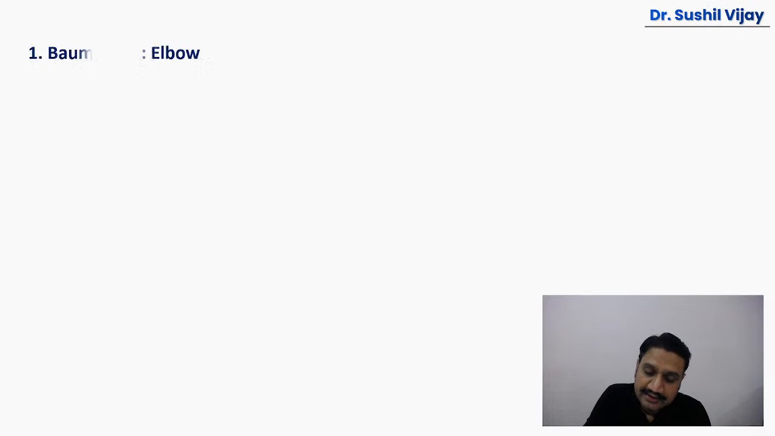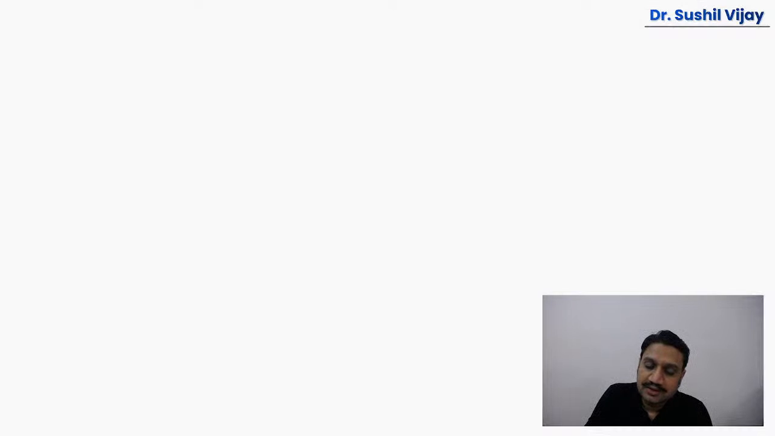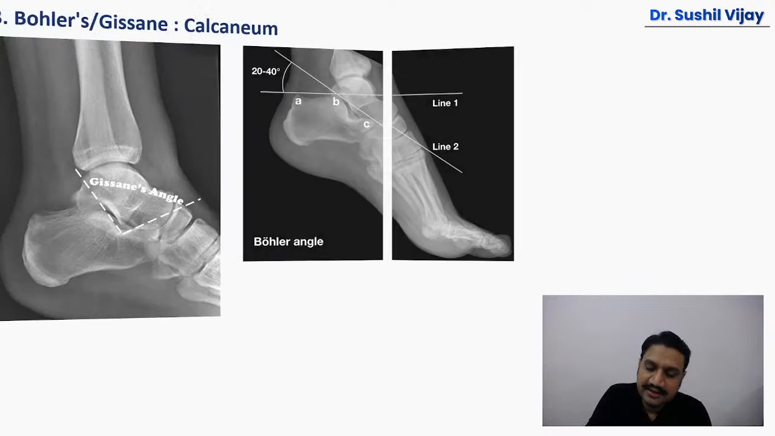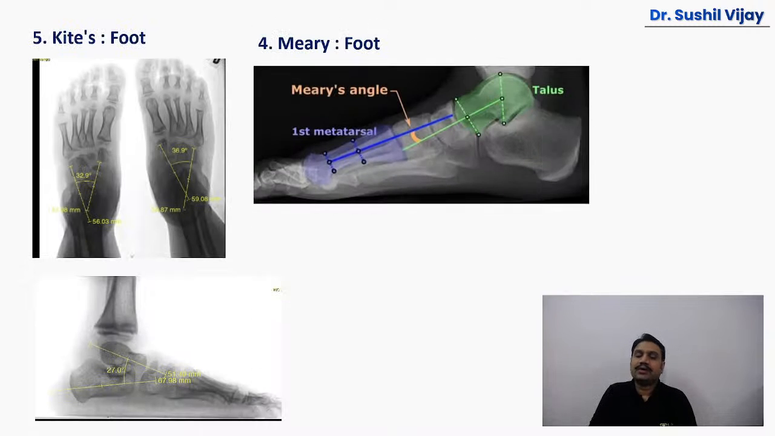All right, let's see the next one. So this is Bohler's, this is Cobb's, then you have this Bohler's or Gissane, and then we have the Kite's angle or the Mare angle. Okay, so this is very, very important to know the names. Even if you don't know how to draw them, it's all right. Remember the names. Names are very, very important.